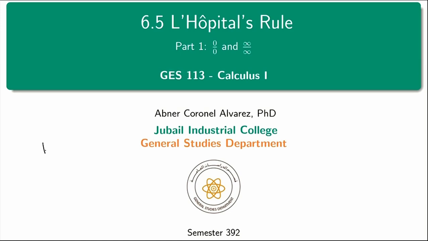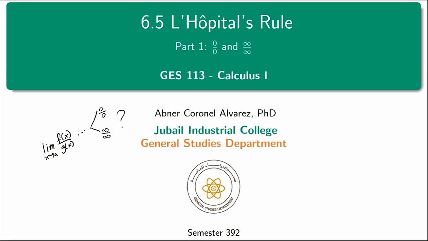Let us suppose that you are taking the limit of f of x over g of x as x approaches a. And suppose that initial steps ended up with a 0 over 0 or infinity over infinity. What is your answer? You may be tempted to give an answer of 1.